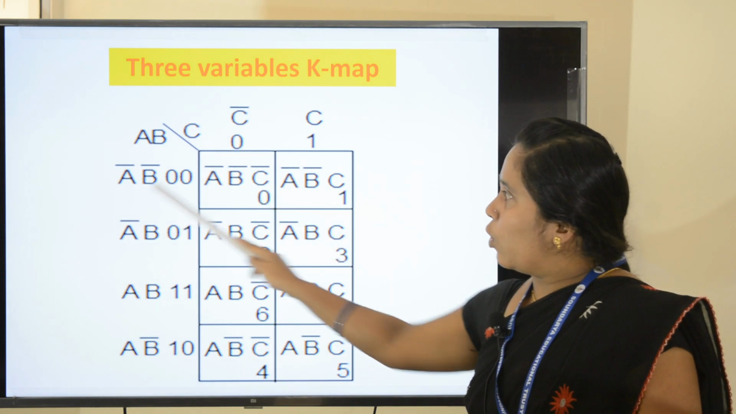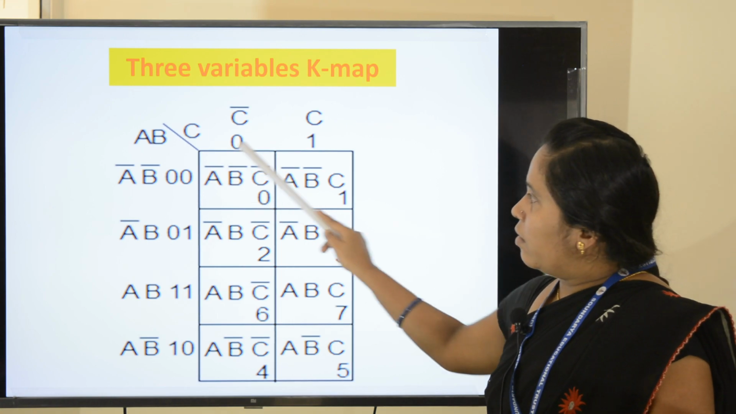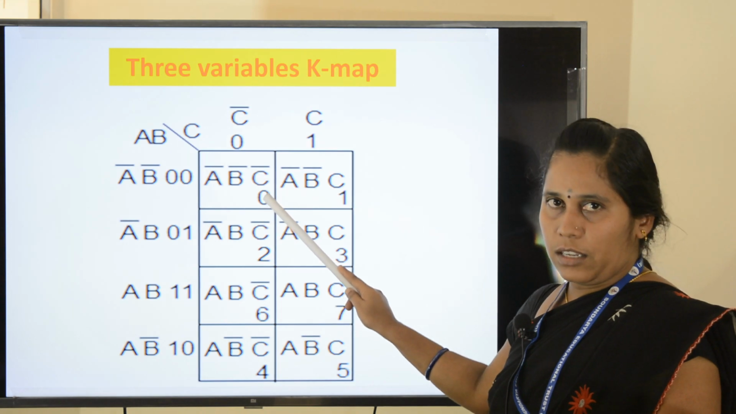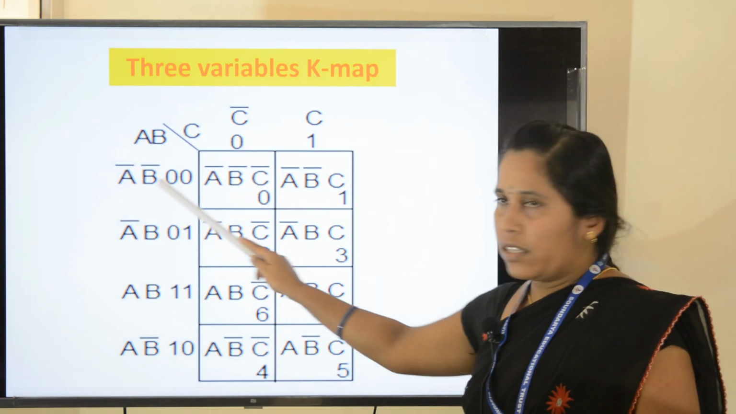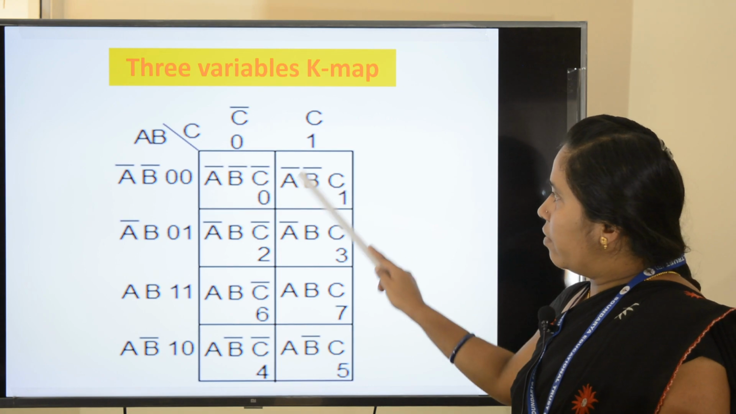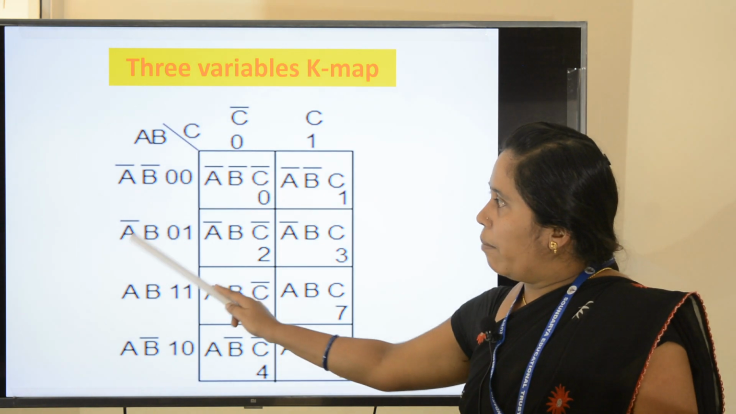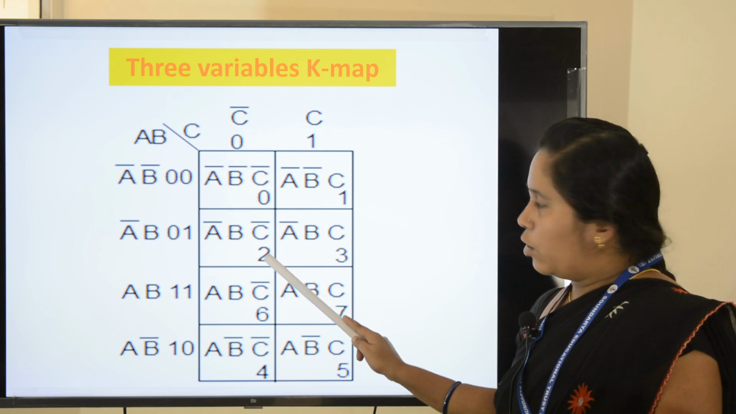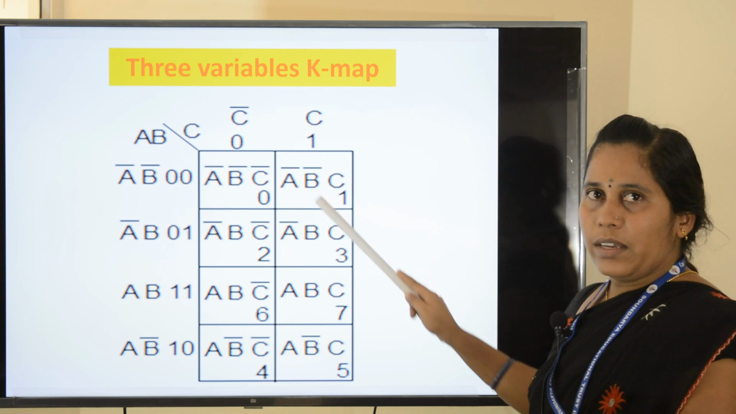Now take A bar into B bar into C bar, that is nothing but row into column. Row is A bar, B bar and column is C bar. The first cell is filled by A bar, B bar, C bar, that is 0. The second cell: row is A bar, B bar, column is C, A bar, B bar, C, the value is 1. The third cell: row is A bar, B and column is C bar, the cell number is 2. The fourth cell: row is A bar, B and column is C.